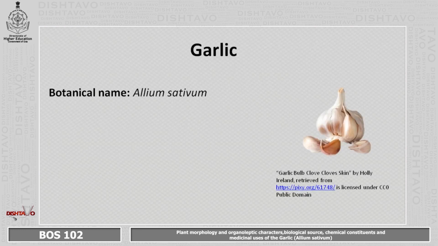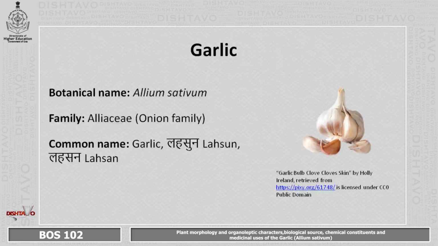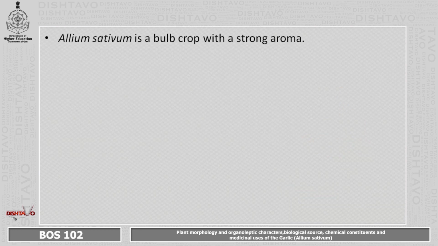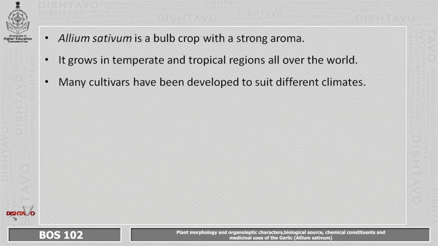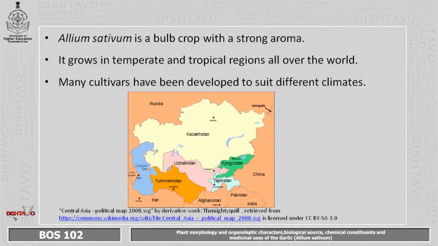The botanical name of garlic is Allium sativum. It belongs to the family Alliaceae, which is also referred to as the onion family. Commonly, garlic is called lahsun or lehsun. Allium sativum is a bulb crop with a strong aroma. It grows in temperate and tropical regions all over the world. Many cultivars have been developed to suit different climates. It is believed to have originated from Uzbekistan, Kazakhstan and Western China.